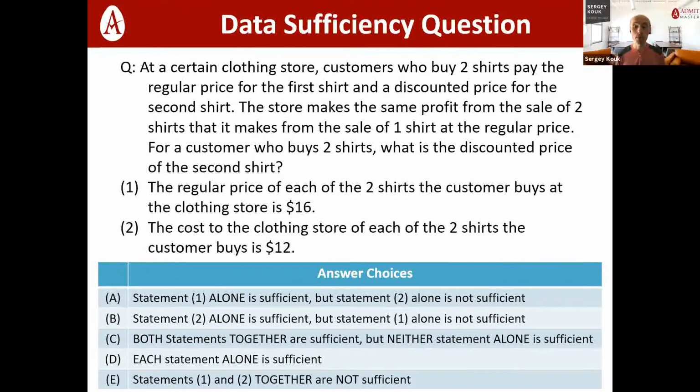So I'm going to give you about a minute to think through this question and figure out which of the two statements you would need in order to answer the question.